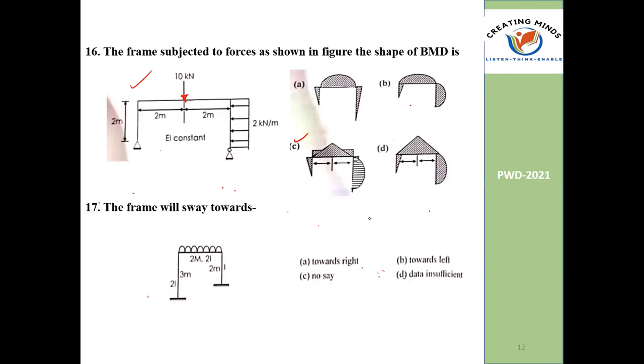Any other answers? Because both are fixed supports, right? Whatever it may be, all rectilinear frames are sway frames. Please keep it in your mind: always, all rectilinear frames are sway frames. Whether it is swinging towards left or right, that is my question. Any guesses? Left, sir. Why left?